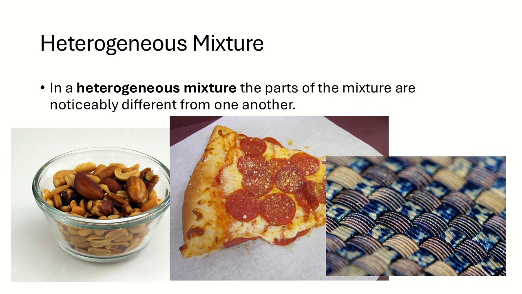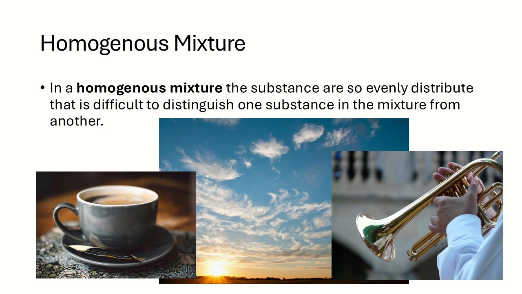But it's a mixture. The next type of mixture is a homogeneous mixture, and we see a lot of these also in the world. Here, the substances are evenly distributed, and it's difficult to distinguish one substance in the mixture from another. An example would be a cup of coffee. Here we have coffee, water, and cream mixed together. They all form a uniform, homogeneous mixture. Another example that we can't really see, but we experience every day is air, which is a mixture primarily of nitrogen and approximately 20% oxygen and some trace elements. And then the horn. The horn is an alloy of brass.